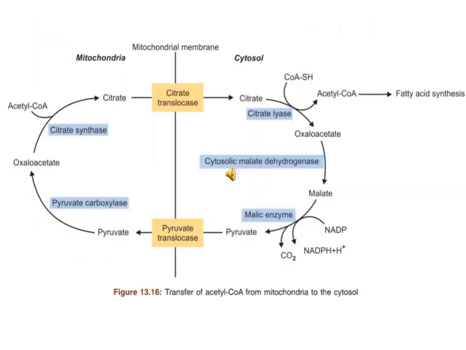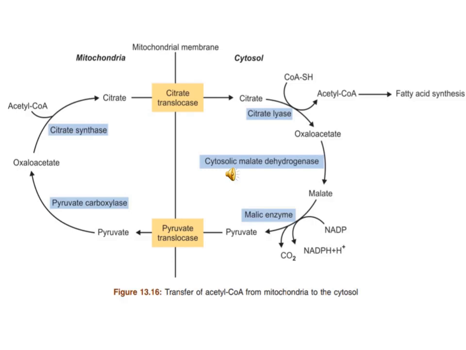Now we will start with stage 1, that is transport of acetyl coenzyme A from mitochondria to cytosol. Fatty acids are synthesized in the cytosol, whereas acetyl coenzyme A is formed in the mitochondria. Hence, acetyl coenzyme A must be transferred from mitochondria to the cytosol. Since acetyl coenzyme A is impermeable to the inner mitochondrial membrane, it is transferred in the form of citrate from the mitochondrial matrix to the cytosol as shown in the above diagram.